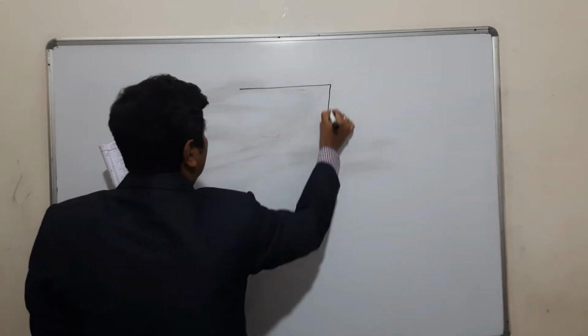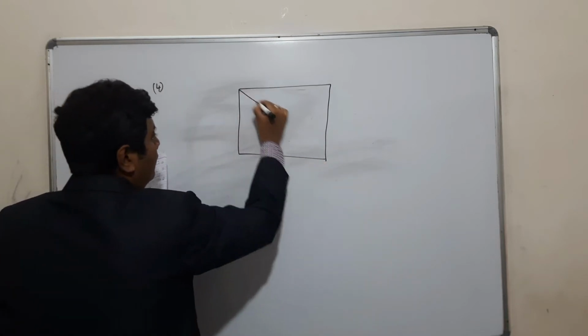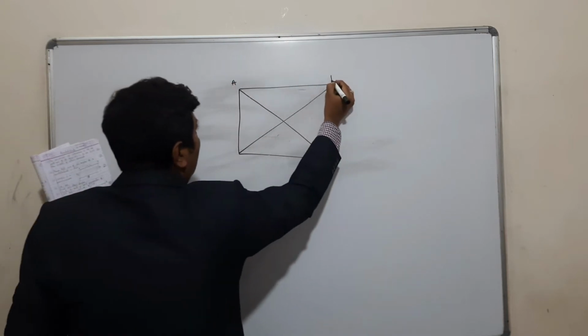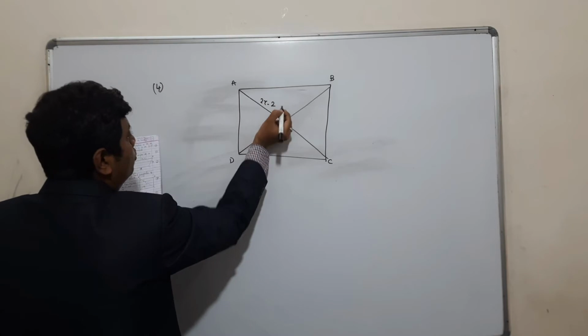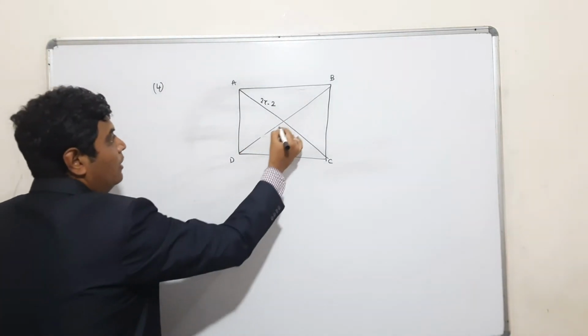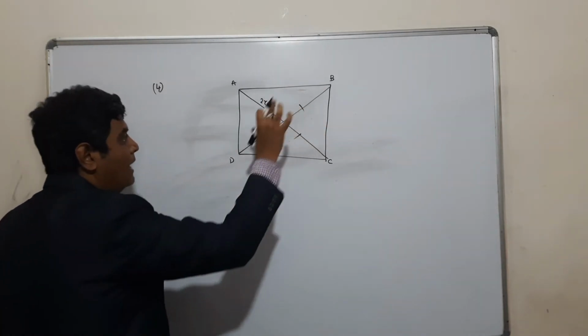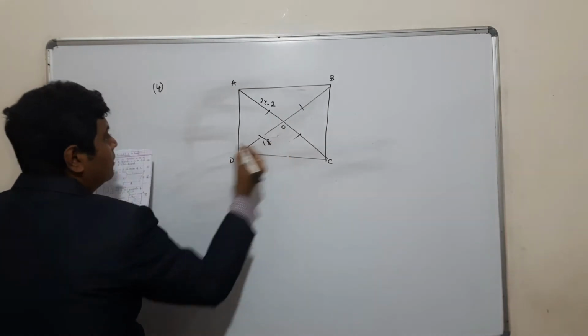This is a square. So you should always remember, in a square you have all the properties. So this is a square, it is ABCD. And it is given this is 2x minus 2. You remember, in a square the diagonals are equal and bisect each other. So all four parts of the diagonals are equal. You should know this. And here it is given this is 18.